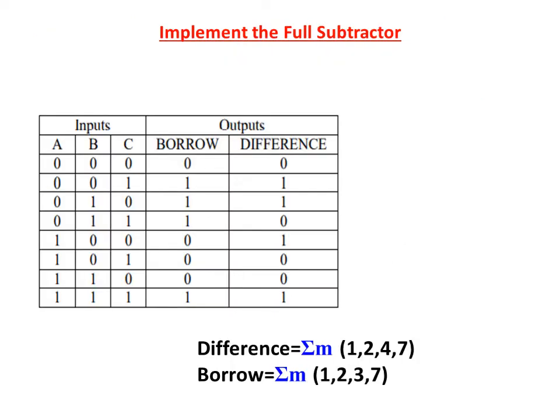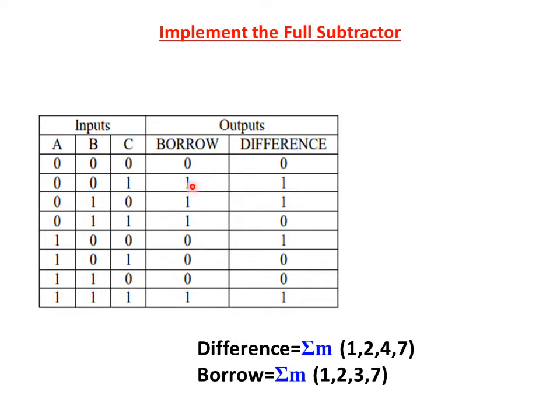Now we implement the full subtractor using a 3:8 decoder. The full subtractor has 3 inputs represented as A, B, C, and the outputs are borrow and difference. For the first input 0 0 0, borrow and difference are 0 0. For 0 0 1 condition, borrow 1, difference 1. 0 1 0 condition, borrow 1, difference 1. 0 1 1 condition, borrow 1, difference 0. 1 0 0 condition, borrow 0, difference 1. 1 0 1 condition, borrow 0, difference 0. 1 1 0 condition, borrow 0, difference 0. 1 1 1 condition, borrow 1, difference 1.